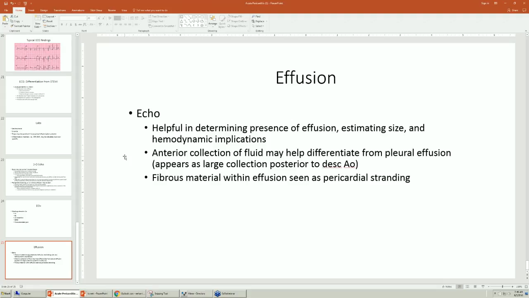And you can see the difference obviously in the pericardium, that it doesn't extend into the descending aorta area. There's no large collection back there, so you know it's not a pleural effusion, and you can see it's not in a pleural space at all. So you have to be able to differentiate the pleural space.